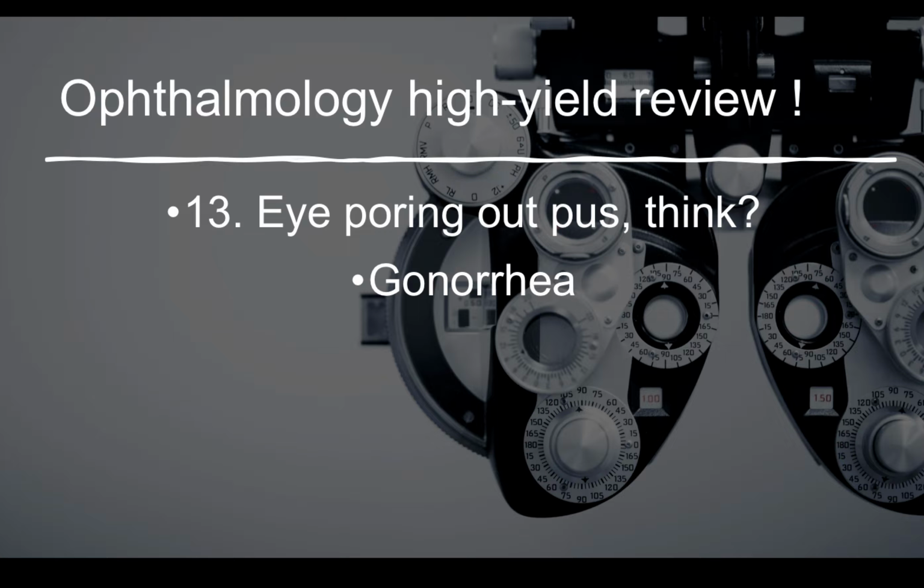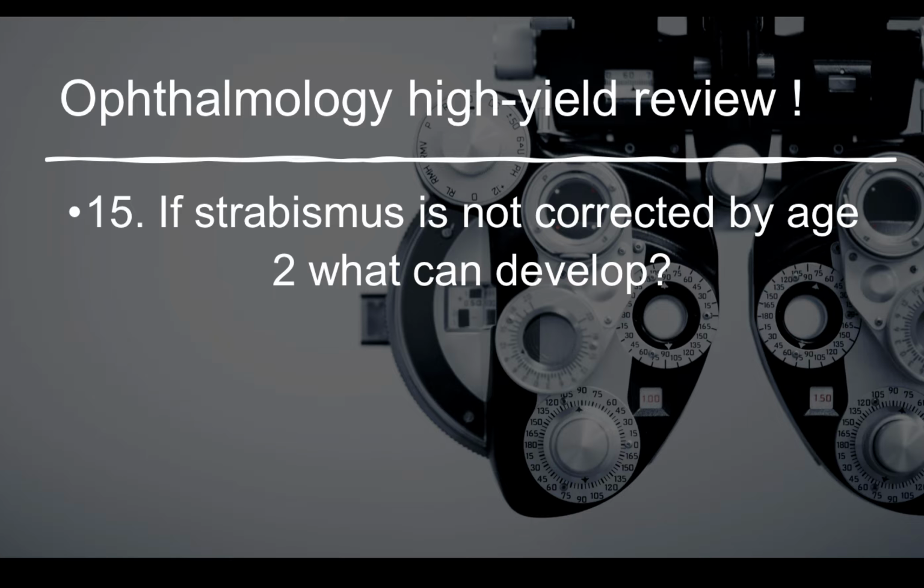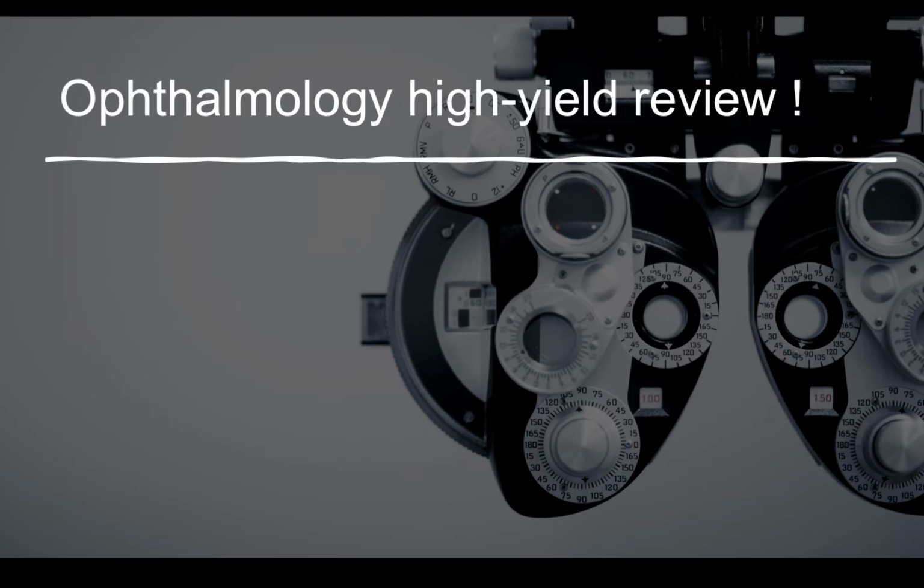Screening test for strabismus. Strabismus is screened with the Hirschberg corneal light reflex test. Hirschberg corneal light reflex test for strabismus. Number 15. If strabismus is not corrected by the age of 2, what can develop? These patients, if they don't get this corrected, can develop amblyopia. Amblyopia, if not corrected by the age of 2.